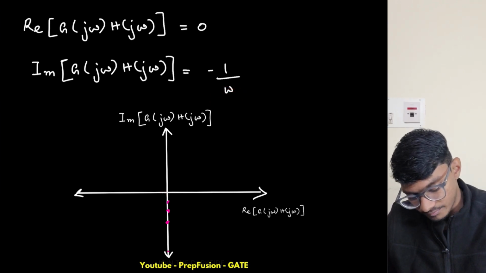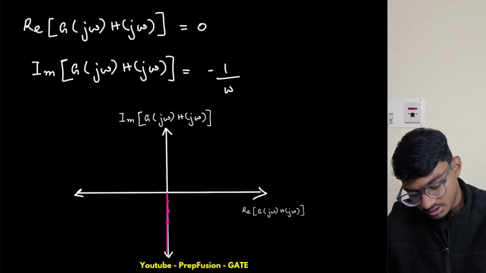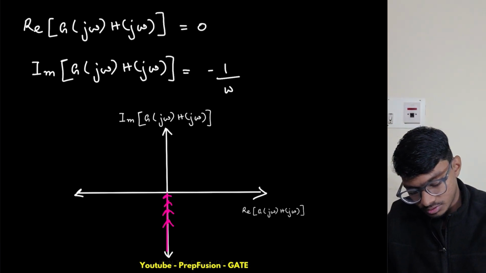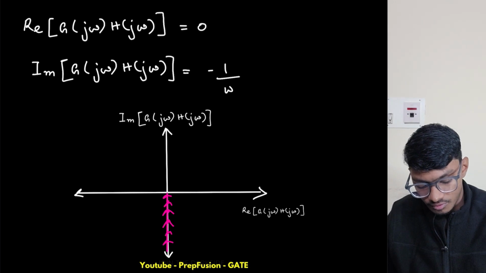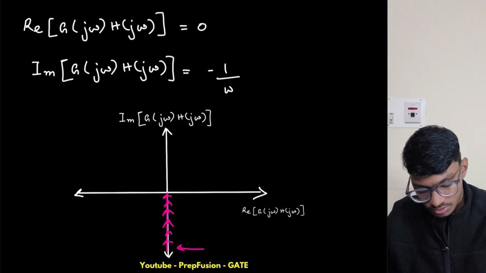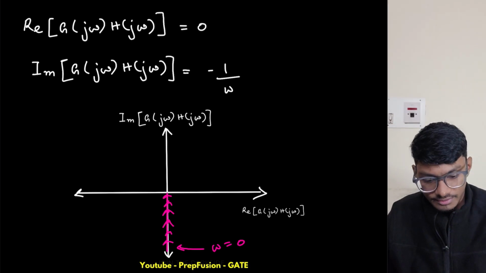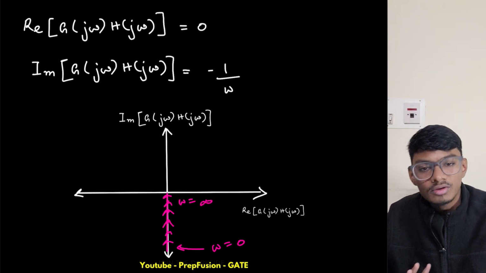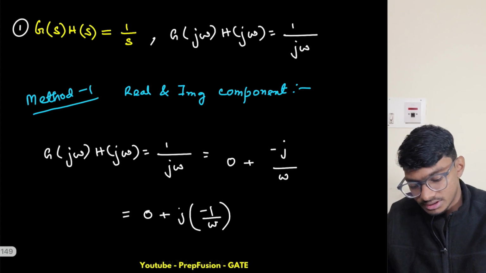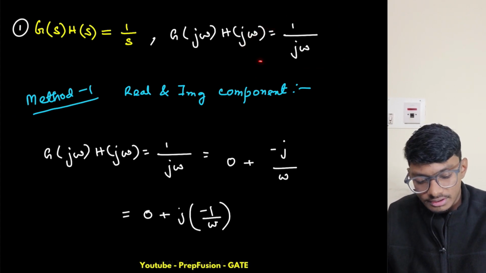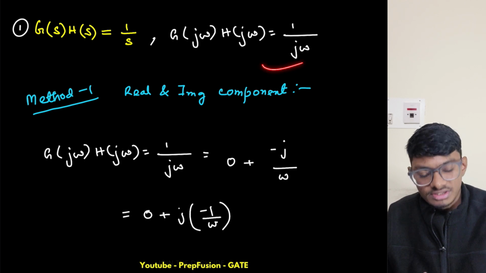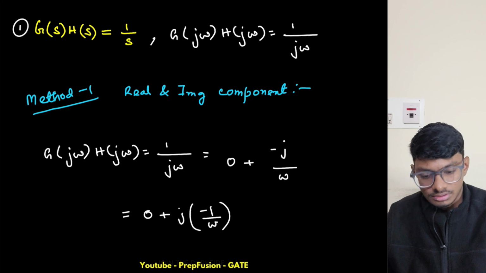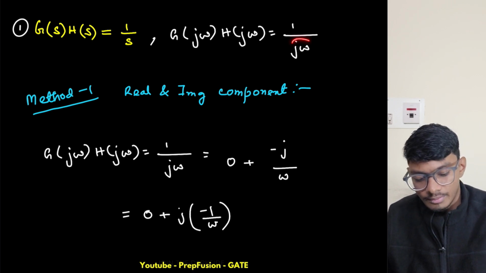So my polar plot will look something like this. It will start off from infinity at omega equals 0, then it will end here. Now can you tell me why is this happening? From here you can understand, if I put omega equals 0, this imaginary component is very high, and what is the angle? The angle is always minus 90 degrees. That procedure we'll do in the next method. But the imaginary component is very high.